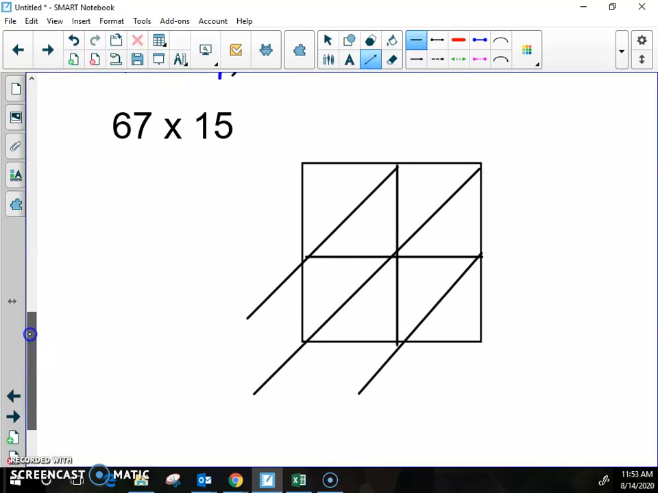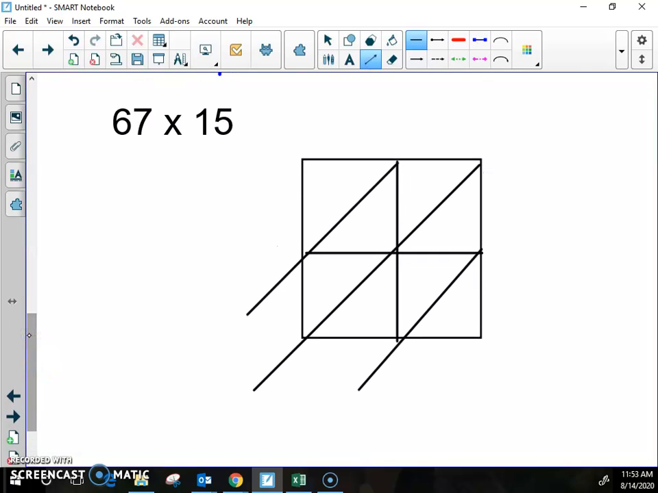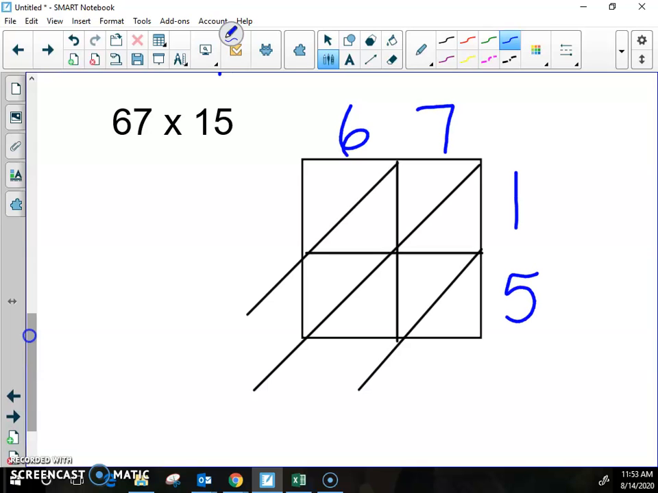No, it doesn't matter. But you do need it cut in half. 67 times 15. What's the first thing I need to multiply? Which equals? 7. So how many will go on the left side? Right side? What's next? Right. What's next? Which equals? And last but not least?